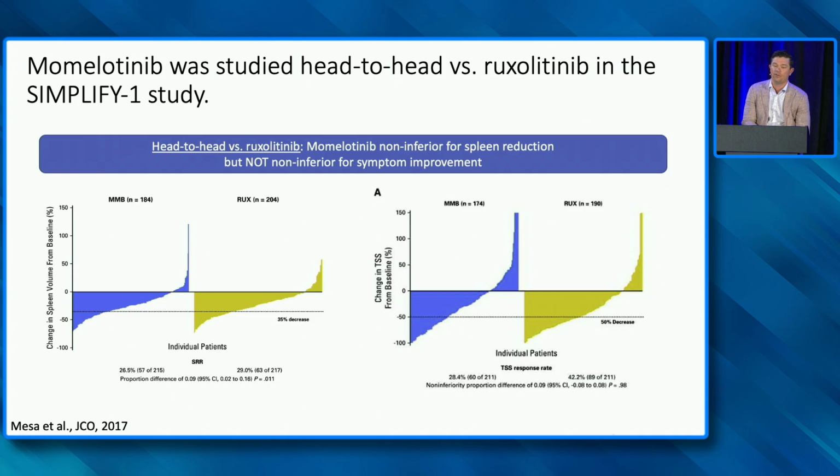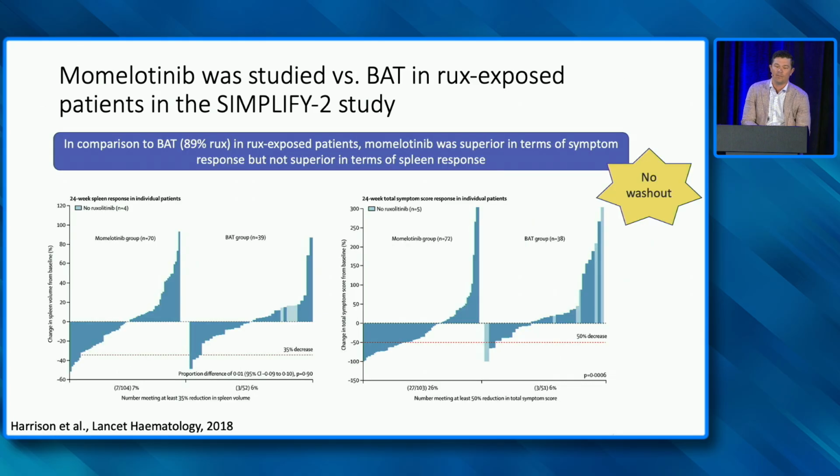Momelotinib was non-inferior to Rux in terms of spleen volume responses, but was not as good as ruxolitinib in terms of symptom improvement. I think largely this is what we're noticing in practice as well as we've had access to these agents, that Rux is really the best symptom drug as far as patients feeling better with myelofibrosis.